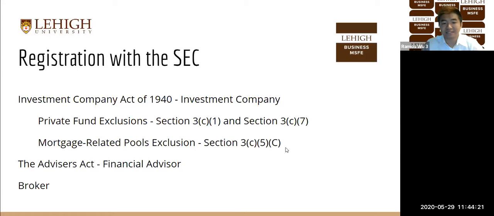To register with the SEC, we have three different paths to do so. To register as an investment company under the Act of 1940, with exclusion of private funds and mortgage-related pools. We could also register as advisors or brokers to start off. Later, my team will present more details of the registration process and rules regarding the IRS and so on.